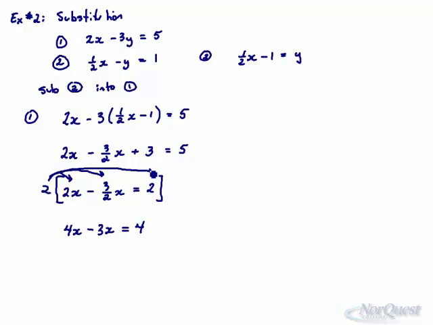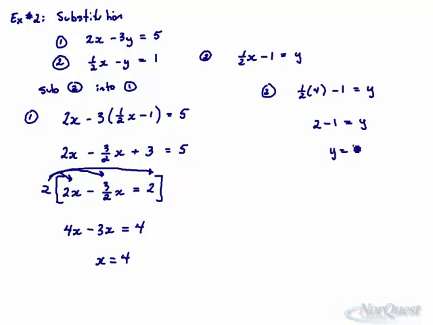Now try to simplify as you go. 4x minus 3x is x equal to 4. Well, that's simplified really quick. Go to equation 2, we now have 1/2 times x, which is 4, minus 1 equal to y. Well, half of 4 is 2. 2 minus 1 equals y.